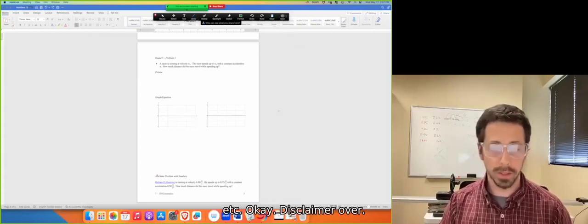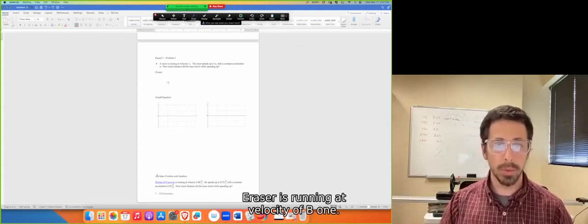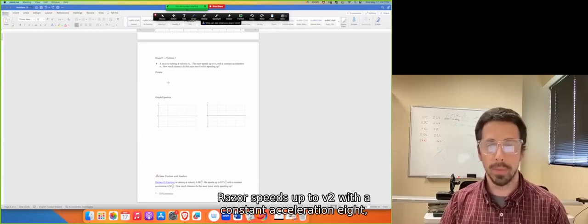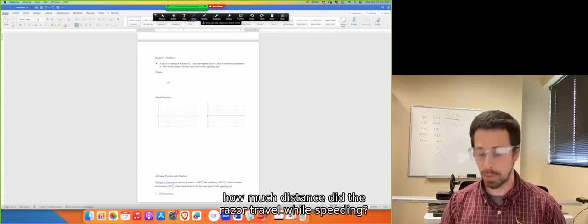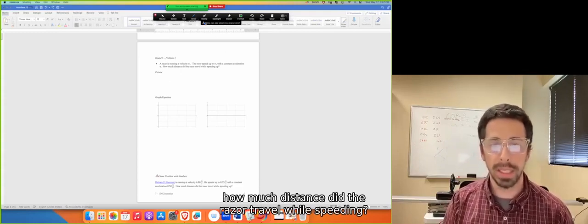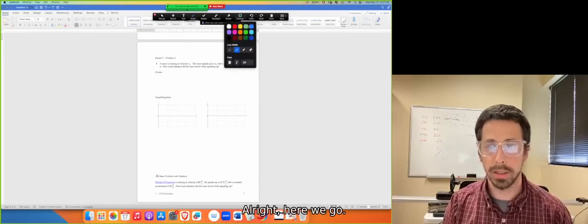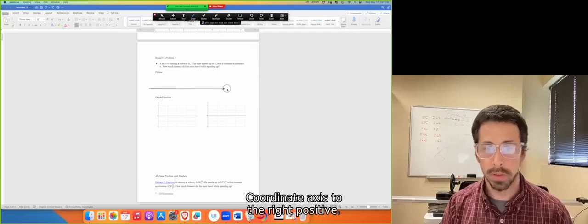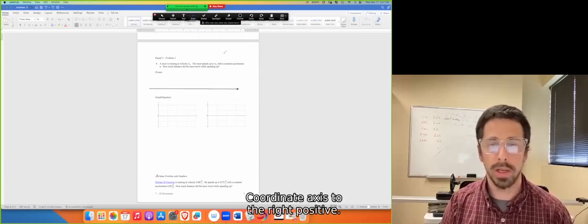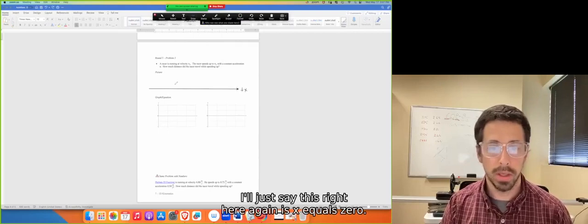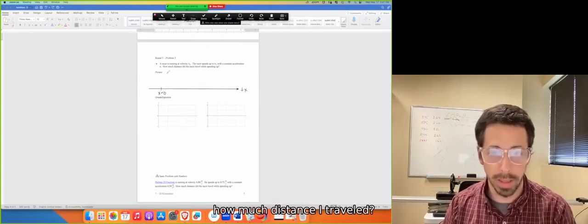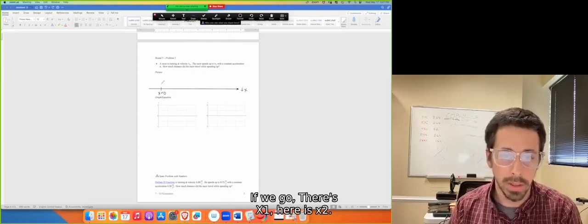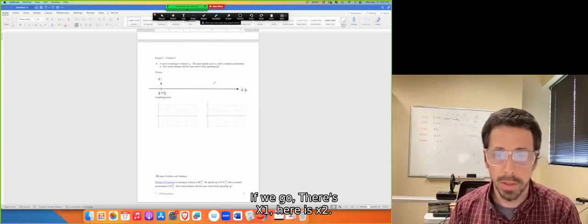Okay, disclaimer over. A racer is running at velocity v1. Racer speeds up to v2 with a constant acceleration a. How much distance did the racer travel while speeding up? All right, here we go. Coordinate axis to the right, positive. I'll just say this right here is x equals 0. It could be 100, but again, how much distance did I travel? There's x1. Here is x2.